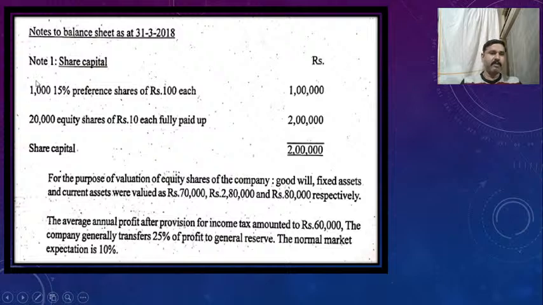So this is a very, very important point. I will discuss it; remember that it is important. Then 20,000 equity shares of 10 each fully paid up, 2 lakh. Share capital is 2 lakh. For the purpose of valuation of equity shares of the company, goodwill, fixed assets and current assets are valued at 70,000, 2 lakh, 80,000. So this is the revaluation.